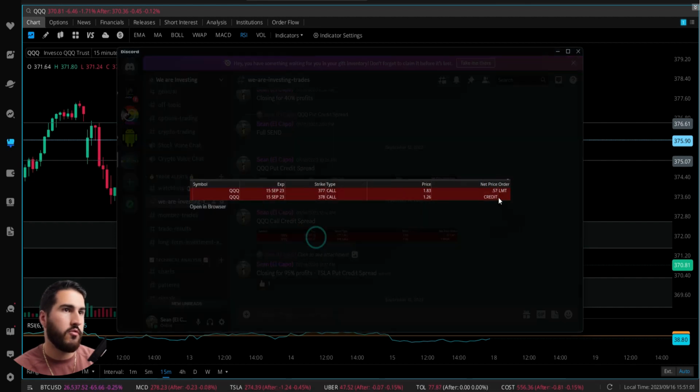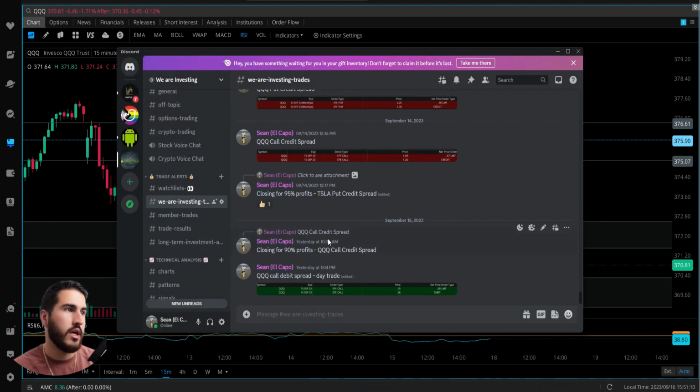QQQ for $57 credit. So this is a 1-to-1 risk to reward. And we did the $378, $377 strike. And as you can see, I closed at 10:33 a.m.